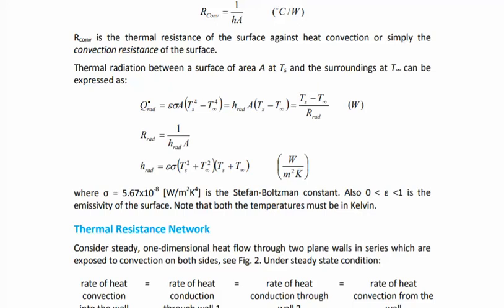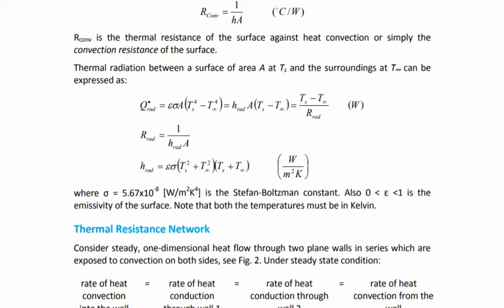These three modes, radiation, conduction and convection, are the ways of heat flow. For the purpose of the plane wall, we will consider only the conduction process. We will not imply convection and radiation in it. So to form the thermal resistance network, we have to consider one dimensional heat flow through two plane walls connected in series, exposed to convection on both sides.